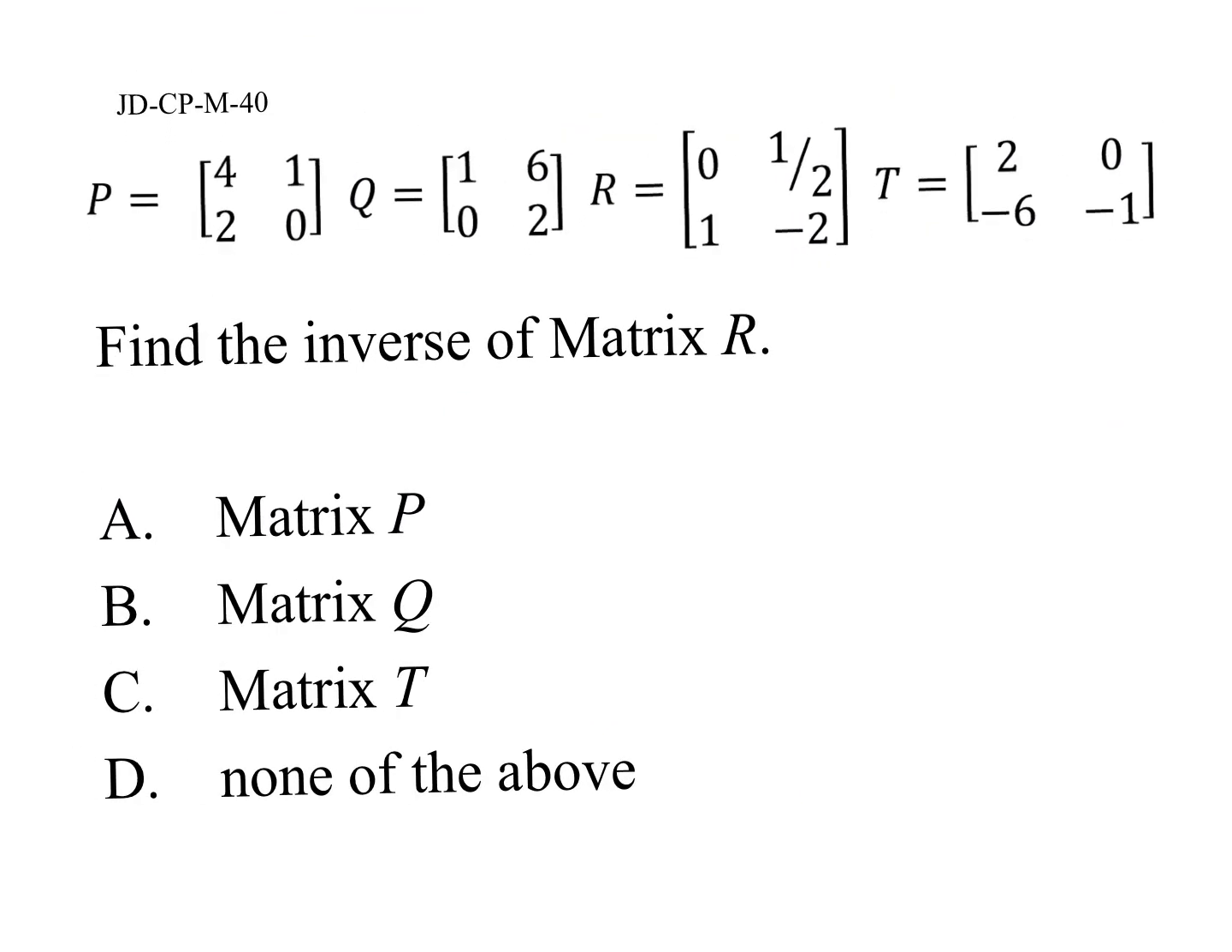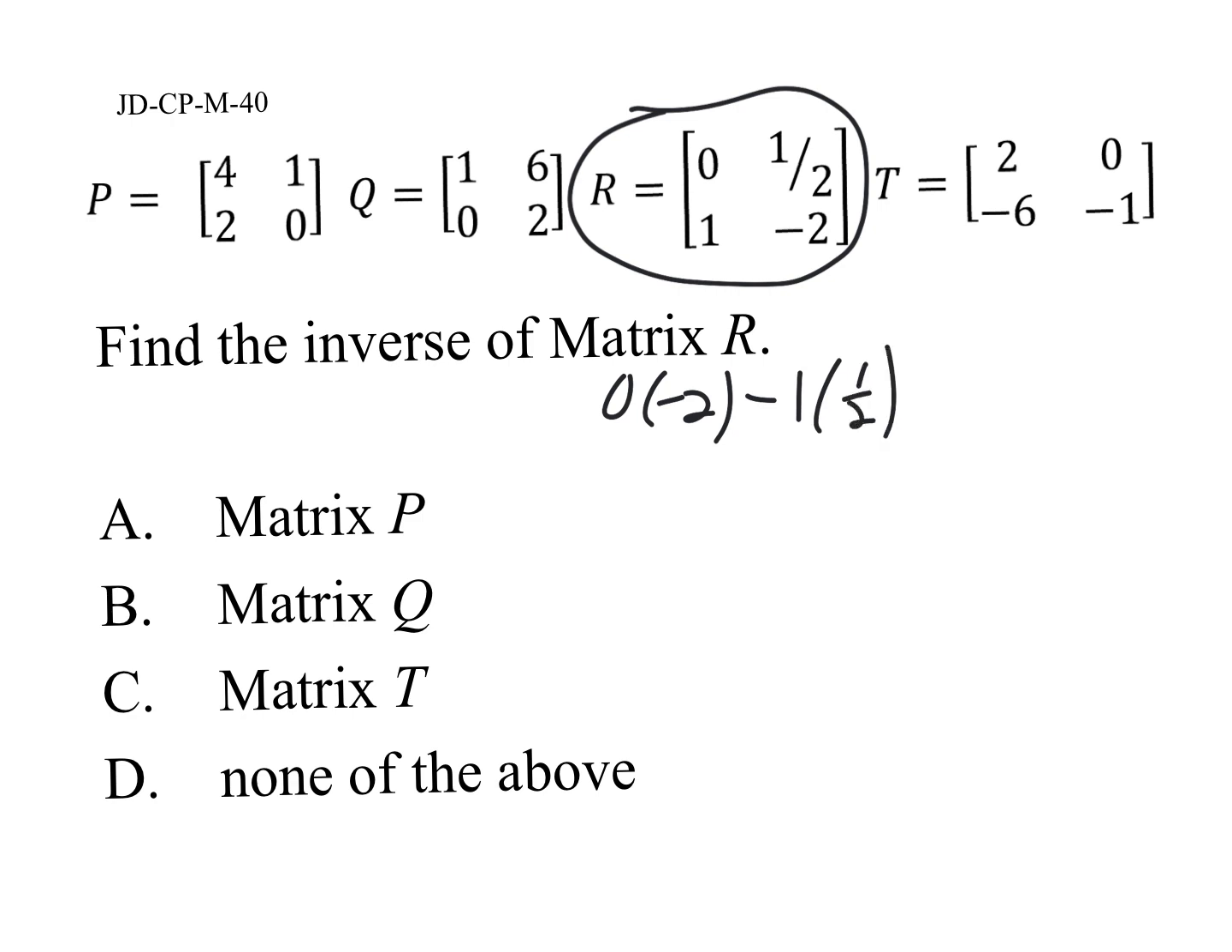Number 40, they want us to find the inverse of matrix R. So here is matrix R. We don't really need the other ones for what we're doing. So 0 times negative 2 minus 1 times 1/2. We're going to find the determinant. So this is 1 minus a half, which would be negative 1/2. Oh, okay. We are going to need those others because that's going to be our answer. So this would be 1 over negative 1/2.